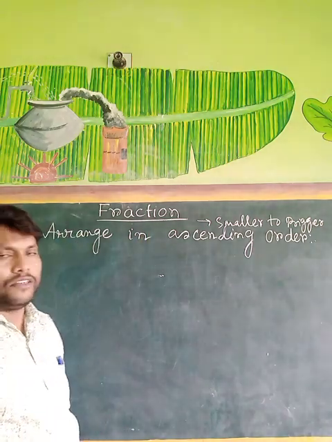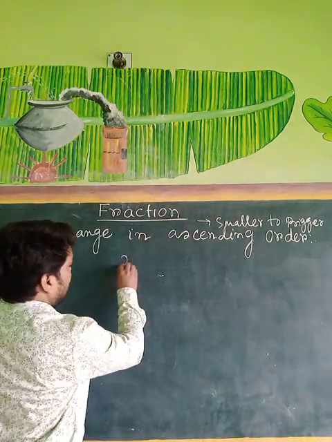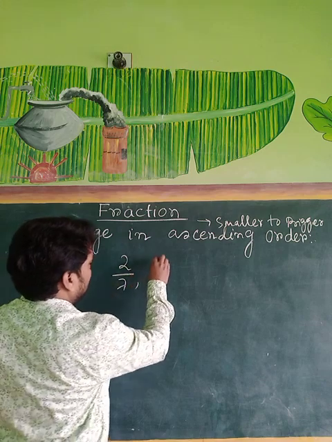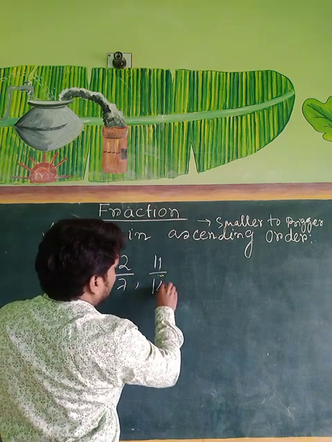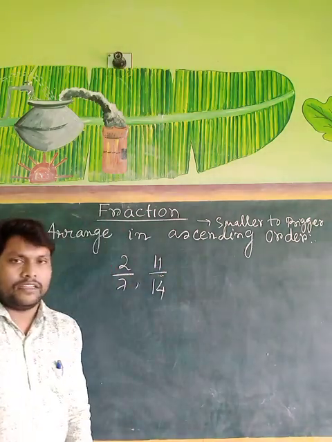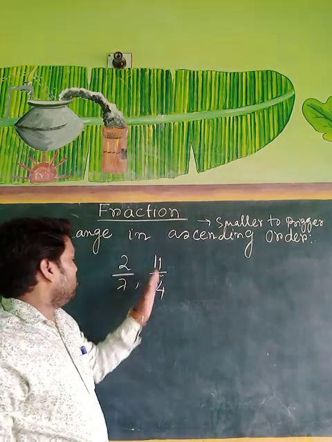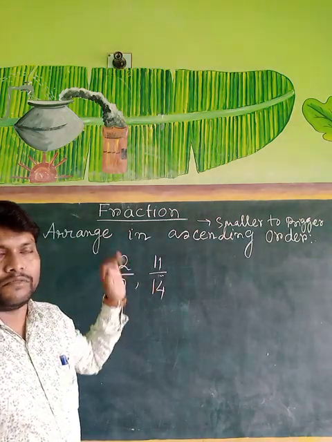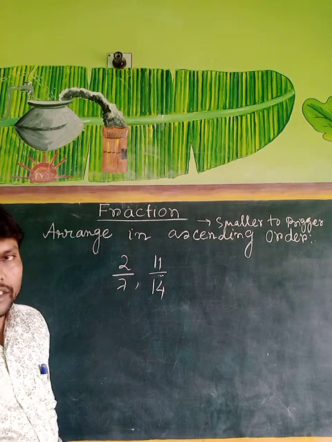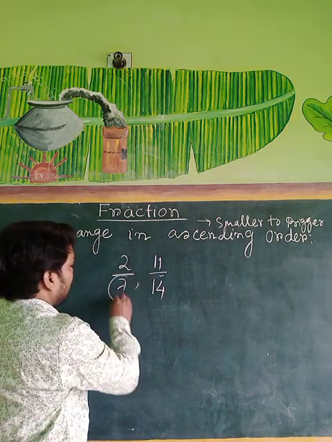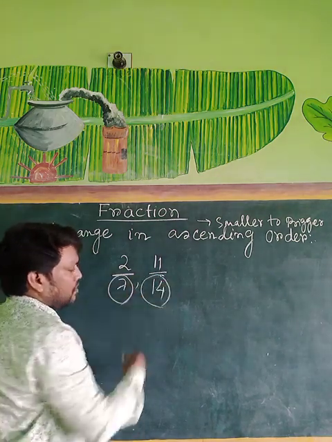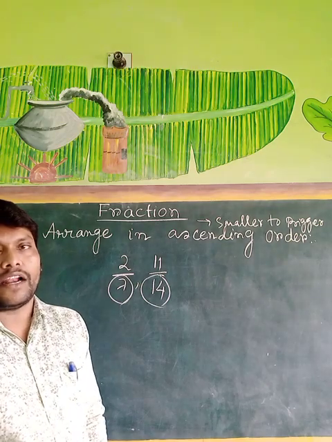That means this is not a whole number. Suppose 2 by 7, 11 by 14. Okay. So you cannot guess which is greater and which is smaller until the denominators are converted into like denominators.